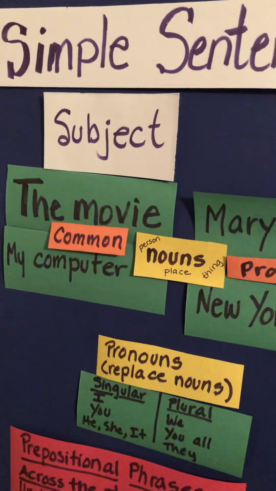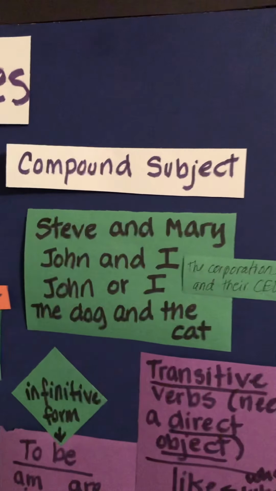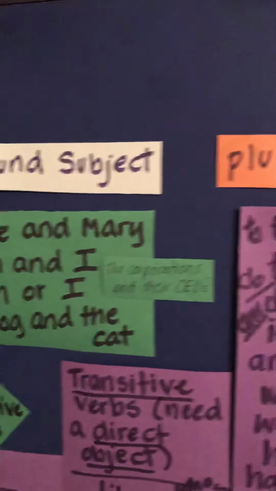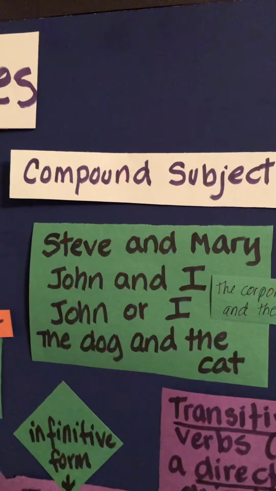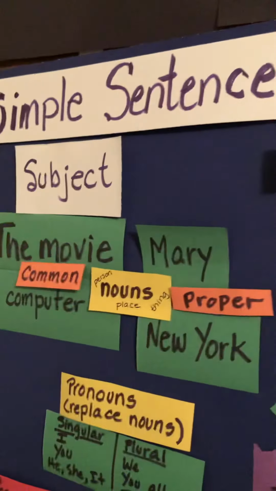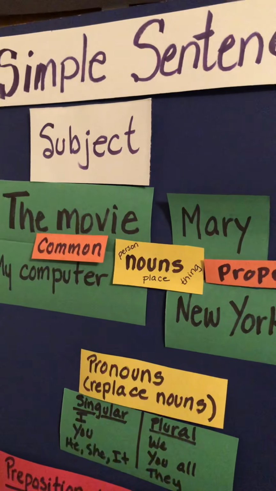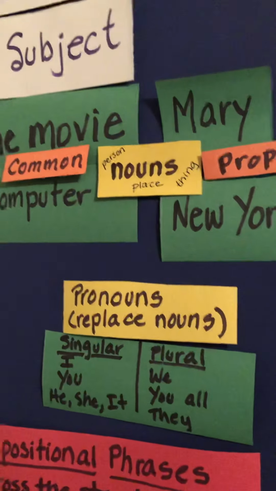Simple sentences have to have a subject, which could be a compound subject, and they have to have a verb. Okay, so subject or compound subject and a verb. Now, your subject can be a noun or it could be a pronoun.